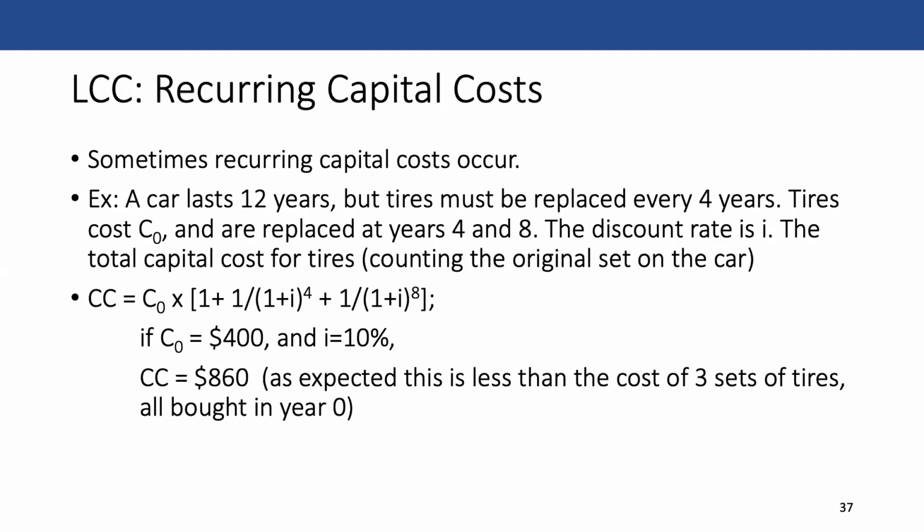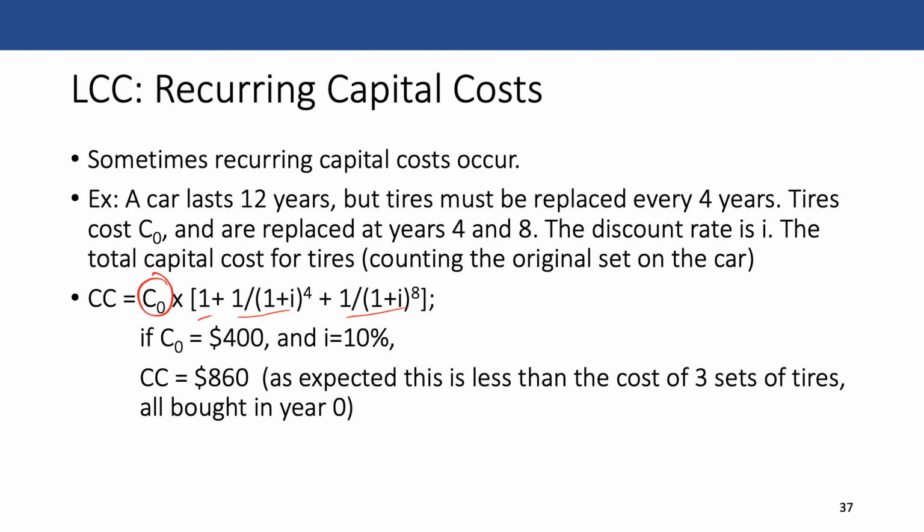So in this particular example, a car lasts 12 years, but the tire must be replaced every 4 years. The tires cost C0, are replaced at years 4 and 8, and the discount rate is I. So then you are doing the C0 times each of your respective discounts in each of the respective years where you have to replace the tires.